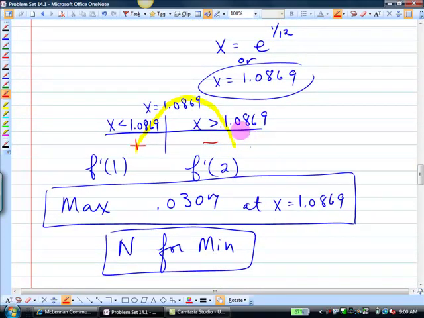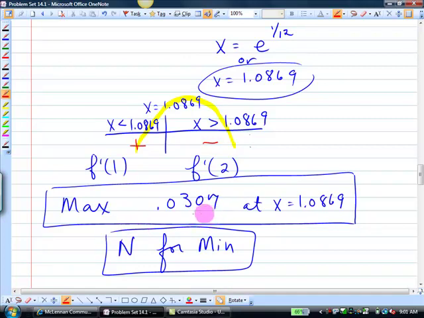What did I do here? I put x equals 1.0869 as my critical number. I said, okay, on the left of that, it's anything below that. On the right of it, it's anything greater than that. And then I have to do that test. So I can try f prime of 1, f prime of 2. I get a positive and a negative. That means, okay, that's an absolute max. It's a max of 0.0307.